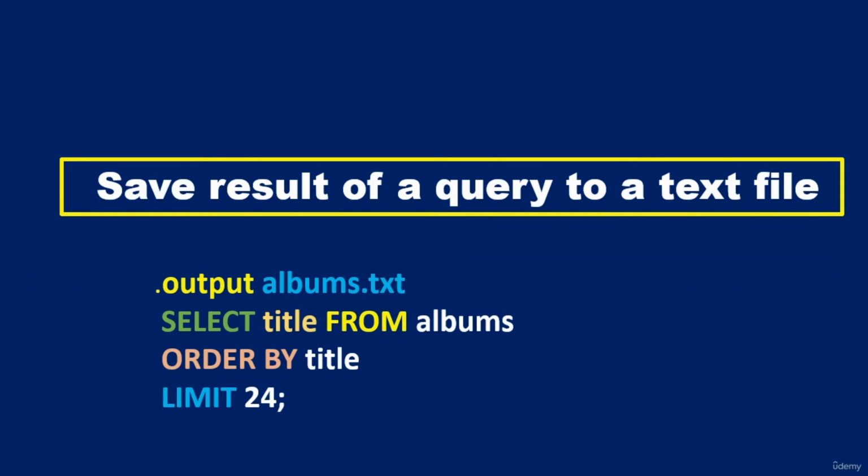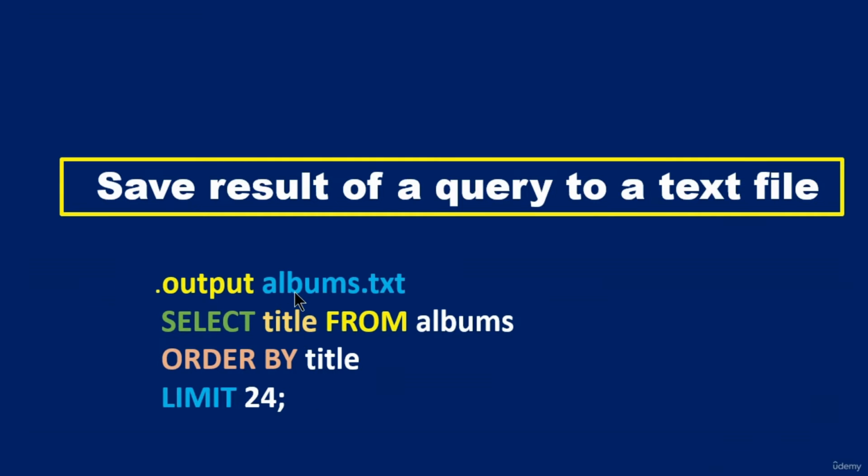So in this example, I've called it albums.txt. So it's going to create a file called albums.txt. And this is the query it's going to write. This is the SQL statement. So it's going to select title from albums. It's going to order it by the title, and it's going to limit the records returned to 24, because it may have hundreds or thousands of records. I only want the first 24 records from that table based on this query.